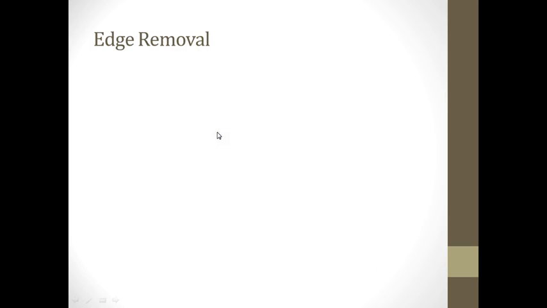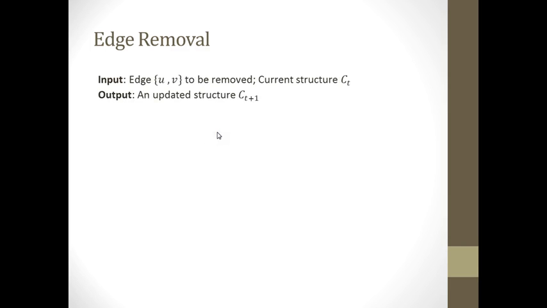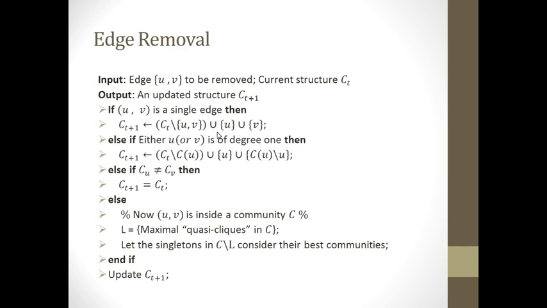And the final algorithm is edge removal. For edge removal, we give the edge which has to be removed and the previous community structure as an input to the algorithm, and here we consider 4 different cases. If the edge which is being removed is a single edge, that is, if it is not associated with any of the communities, then by removing that edge, U and V become singletons, that is, communities with single elements. Thus from the previous community structure we remove the edge containing U, V, and then we add U and V as singletons.